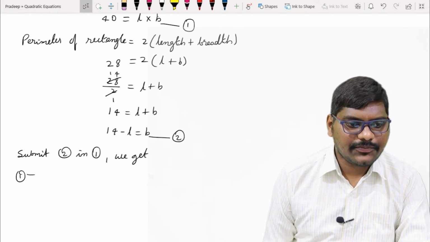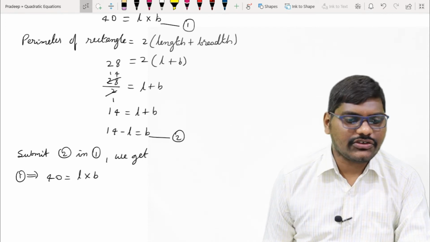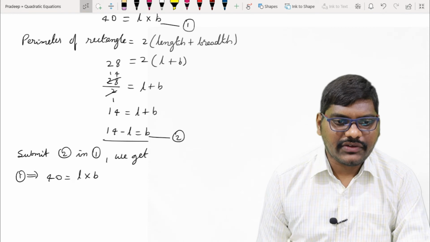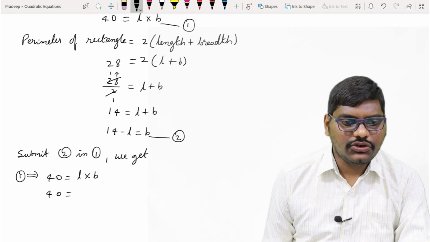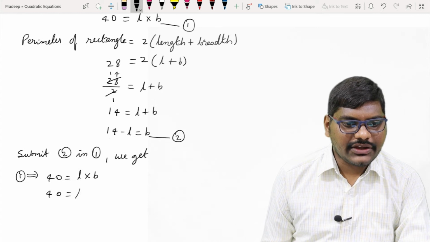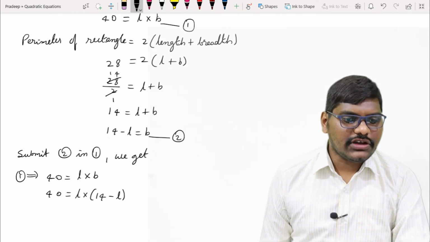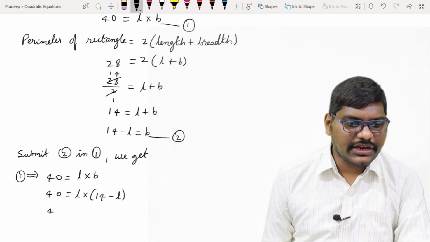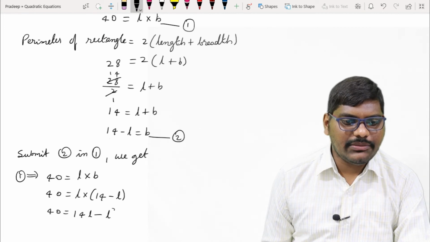Let's see what we get. Equation 1 is 40 equal to L into B. Now we are substituting this one in this particular equation. So I can write 40 equal to L as it is, and in the place of breadth I can write 14 minus L. Now let's multiply this L inside. So I get 40 equal to 14L, and this L going inside, L into L, gives L square.